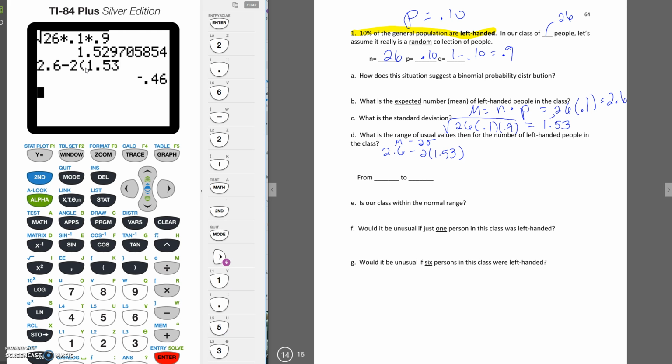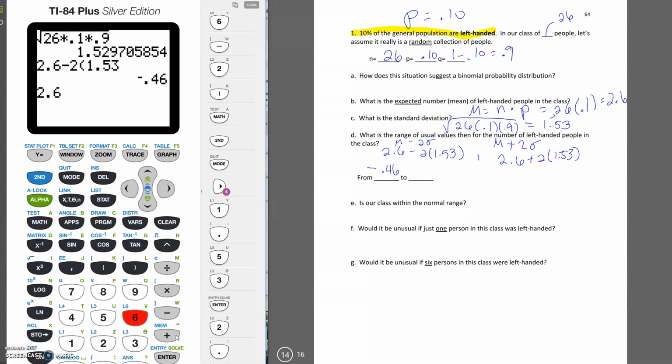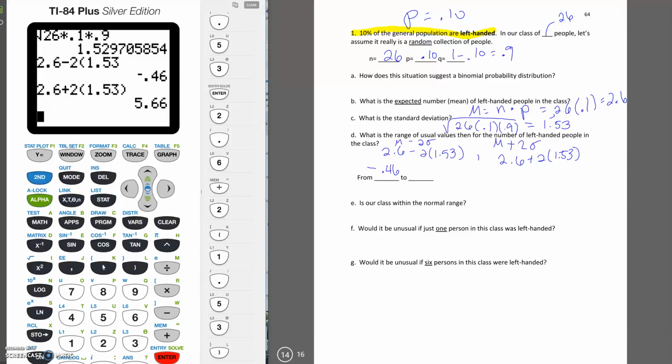So negative 0.46, which we know in this case 0 would really be our lowest that we could have. So 0 would not be unusual. Up to our higher number will be the mean plus 2 standard deviations. So there we'd get 5.66. So anywhere between 0 and 5 people would be okay.